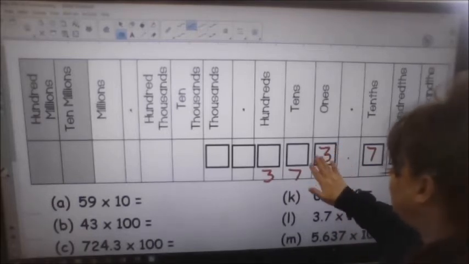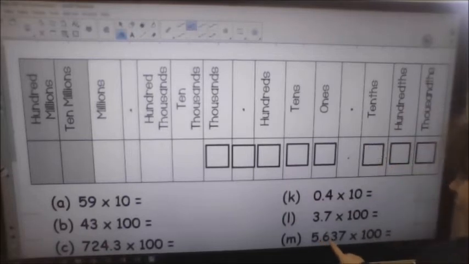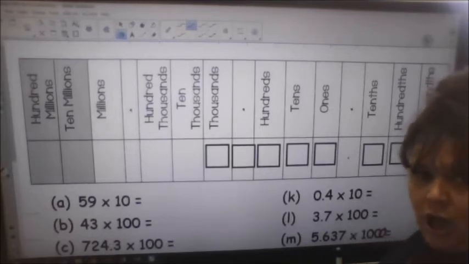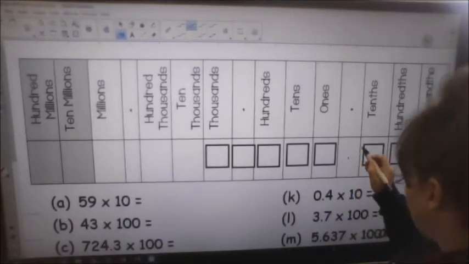Okay, so let's have a little look then at 5.637, and we're going to times it by 1,000. So we've had a little go at each one.